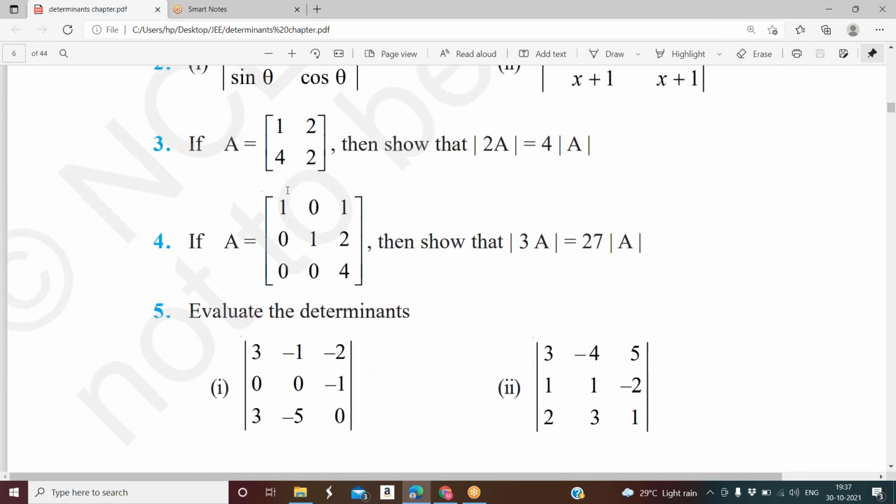The next problem is a similar type. It's a 3 by 3 matrix. We have to show that determinant 3A is 27 times determinant A.